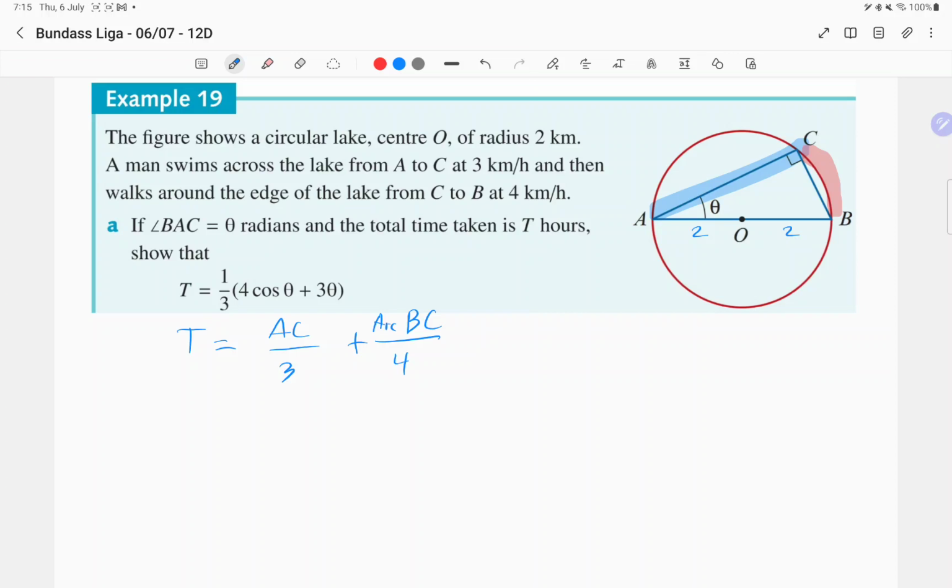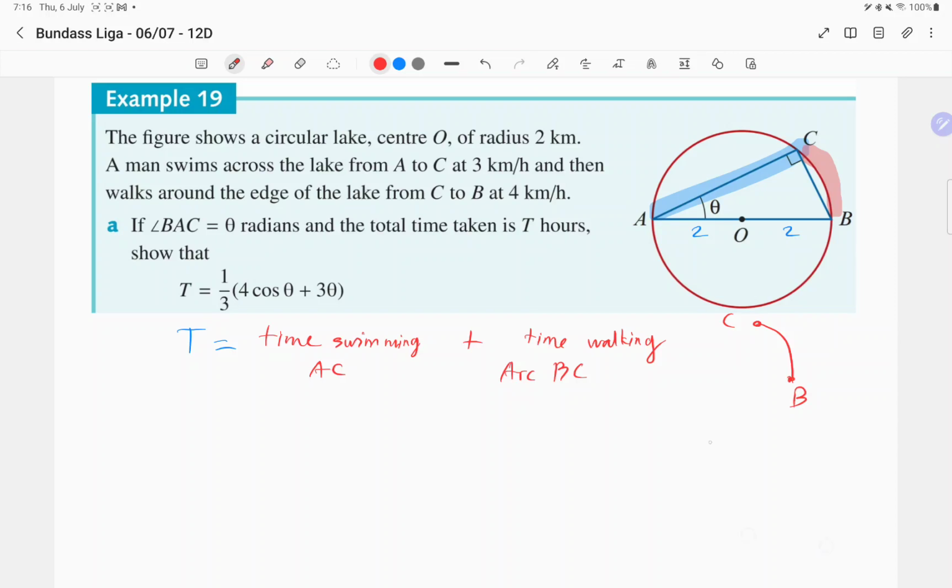No? Okay. The time taken is the time swimming, the time it takes to swim AC from A to C, plus the time it takes to walk the arc BC. Remember, the arc BC is like this one. This is from C to B here. It's the arc, not the straight line. Make sense? Because you're walking around that arc here.